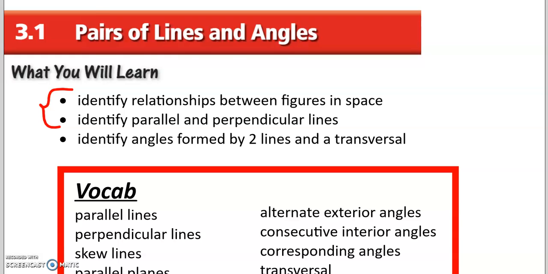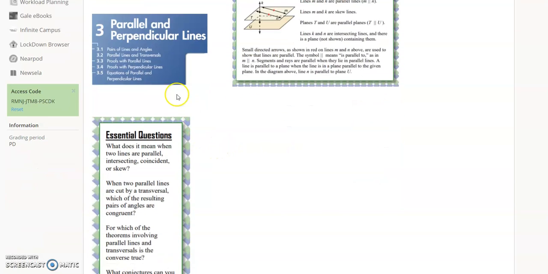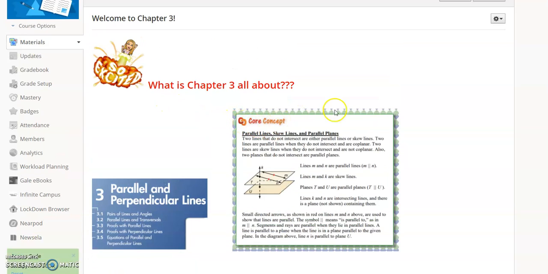Chapter 3 is all about parallel and perpendicular lines, and if you want a deeper understanding of what we're going to be talking about in chapter 3, there is this page on Schoology. First we're going to talk about pairs of lines and angles, the relationship between lines and angles. Then we're going to start to write proofs again. These proofs are going to be about parallel and perpendicular lines. And then we are going to end it with some algebra, writing equations of parallel and perpendicular lines. So that is the topic for chapter 3. It is one of my favorite chapters, so it is going to be awesome, okay?